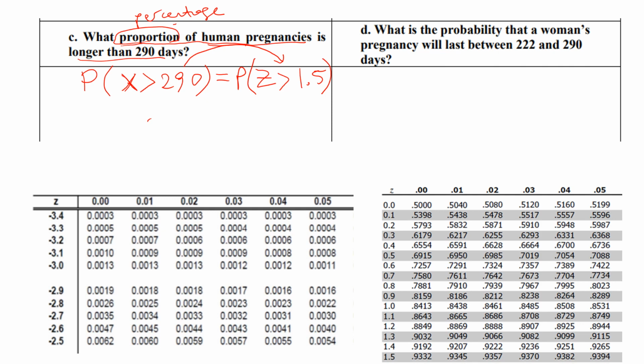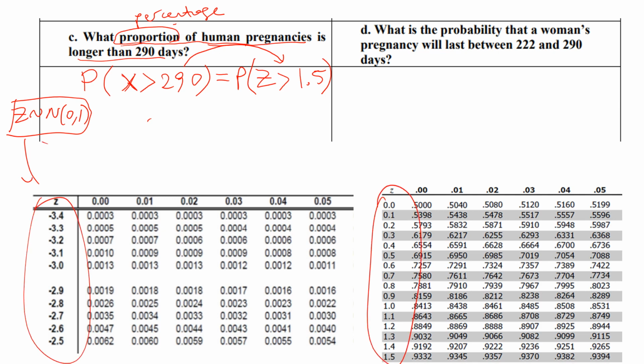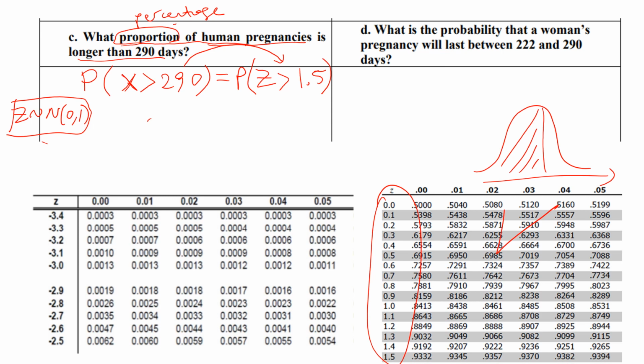Now, the good thing about converting to z is that z has a standard normal distribution. So it means you can use a table here. This is for the negatives. This is for the positive values, so I will use this one. These tables are always giving us the left part here, so we have to be careful.